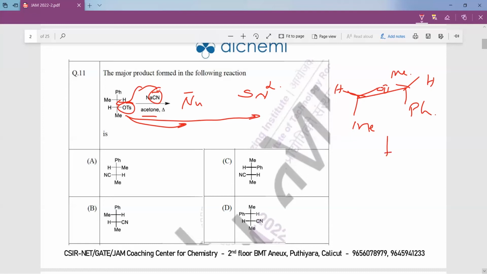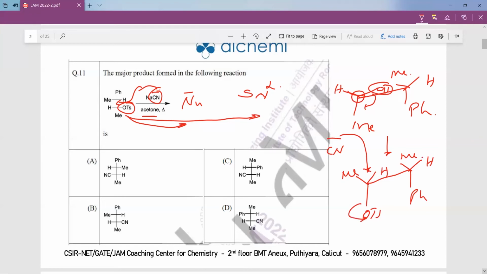And we should place this leaving group here. So for that, I am rotating this carbon by 120 degrees. So we will get the conformation like this. If I rotate it, OTs will be here, hydrogen here, Me here. That is what we will get. Ph, Me. Now our nucleophile is CN minus. CN minus will attack from this part, that means from the opposite side of the OTs. So OTs will be eliminated. So we'll get the product like this.